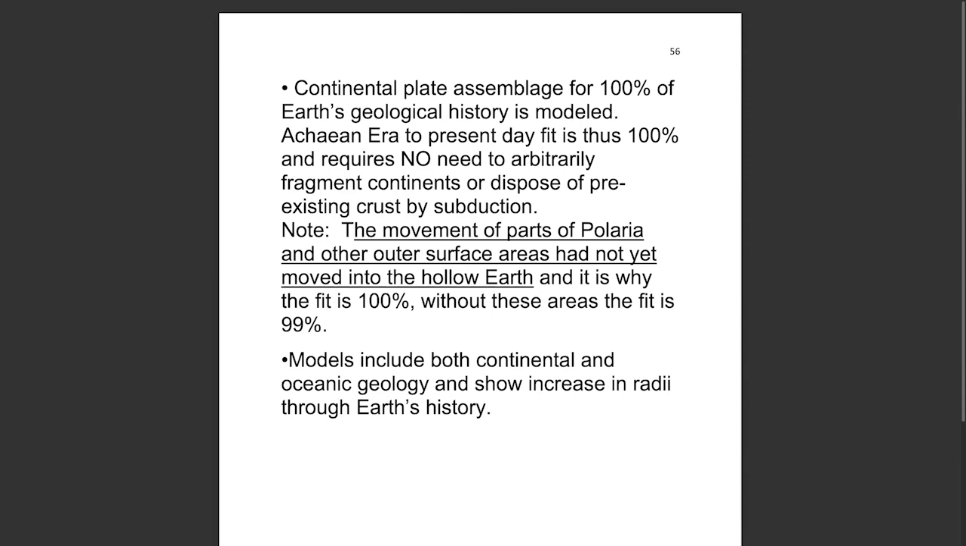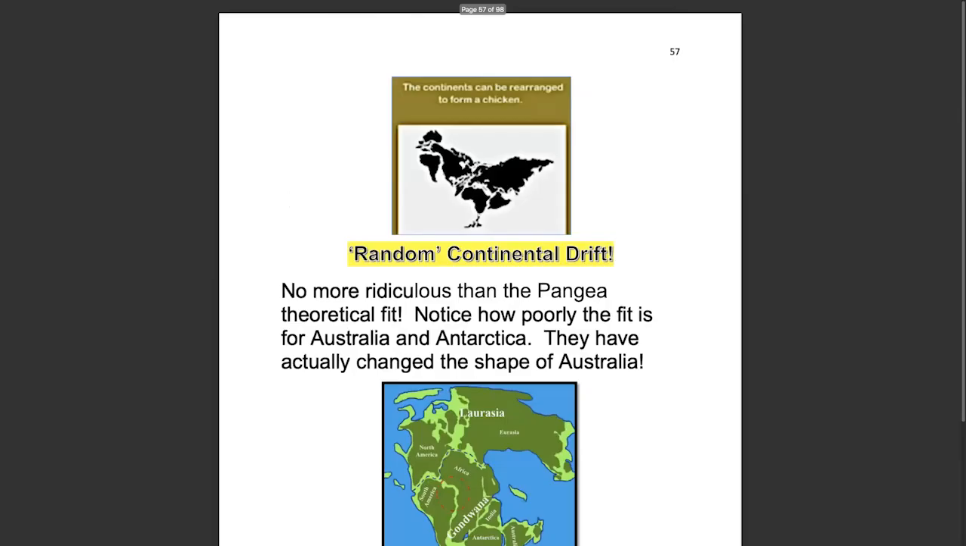As previously mentioned, note that Polaria, other parts of the outer crust have gone to the inside of the hollow Earth. It's why the fit is 100% with those parts, but they're only getting 99%. If you take the parts that are inside the hollow Earth, it fits perfect. Models also, another advantage, they include both continental and oceanic geology and show the increase in radius of the Earth, its history, throughout its entire history.